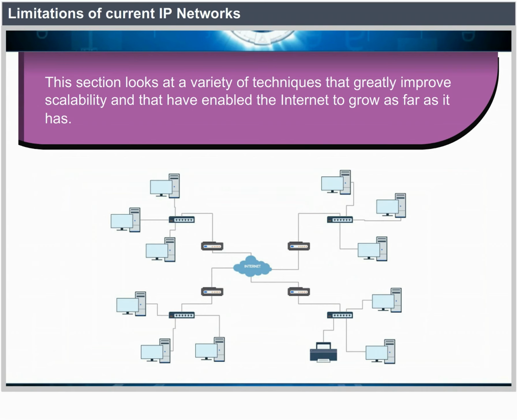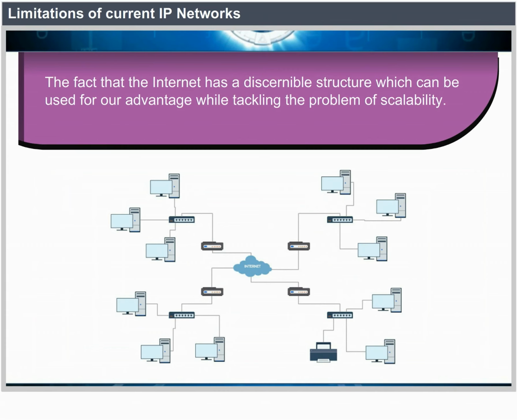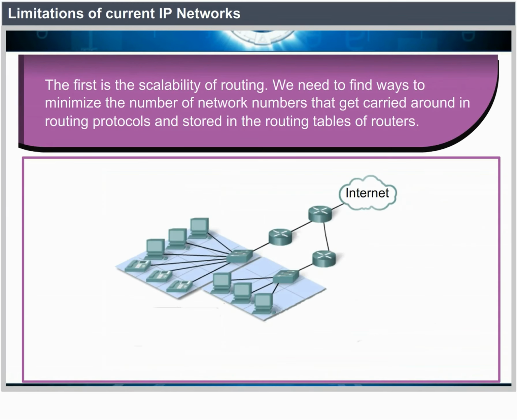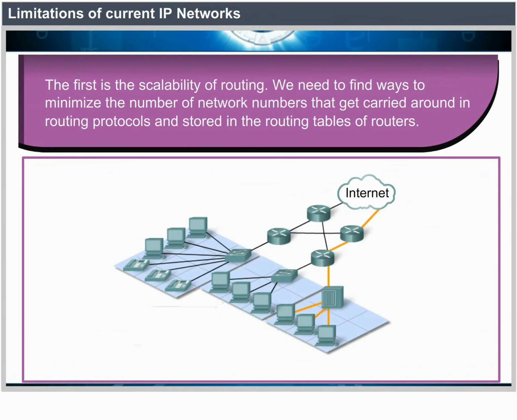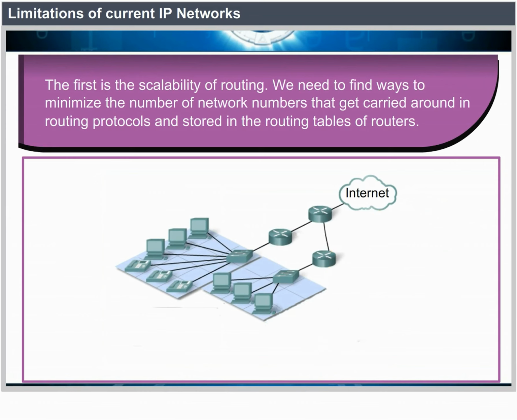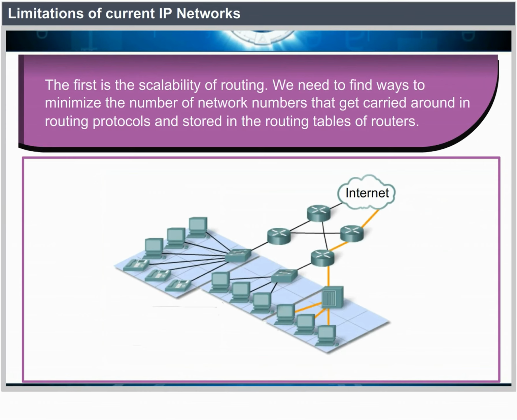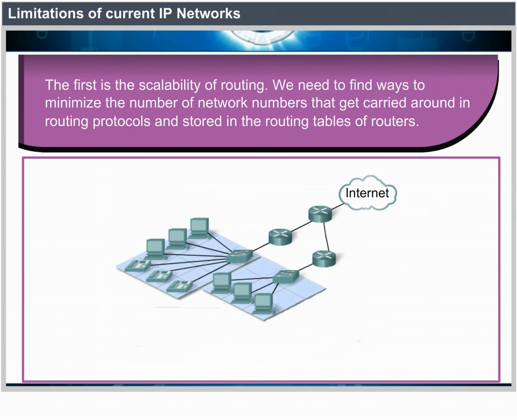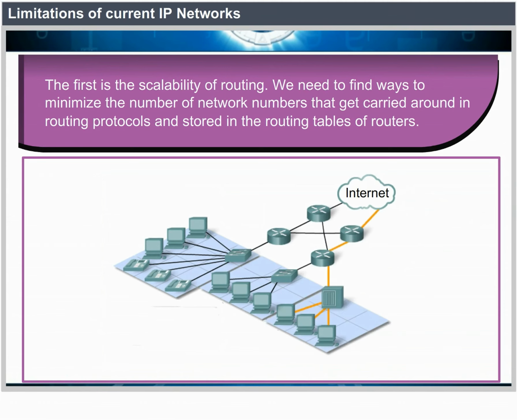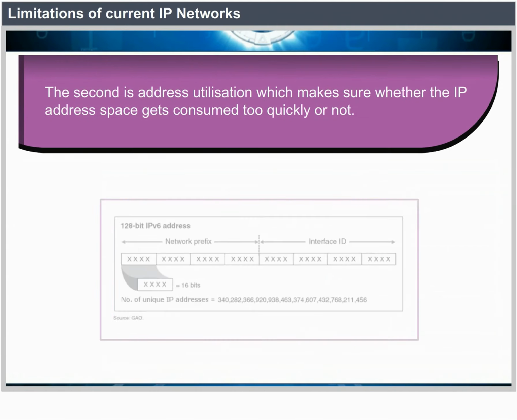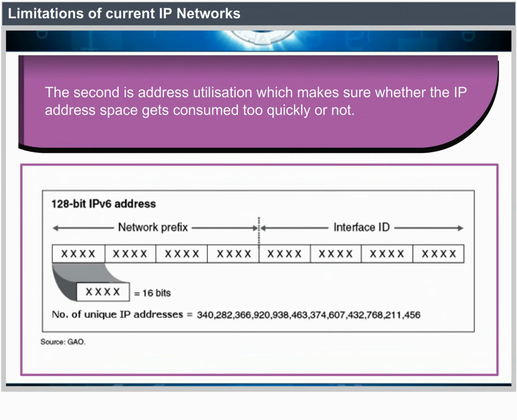The fact that the internet has a discernible structure can be used to our advantage as we tackle the problem of scalability. We deal with two related scaling issues. The first is the scalability of routing. We need to find ways to minimize the number of network numbers that get carried around in routing protocols and stored in routing tables of routers. The second is address utilization, that is, making sure that the IP address space does not get consumed too quickly.